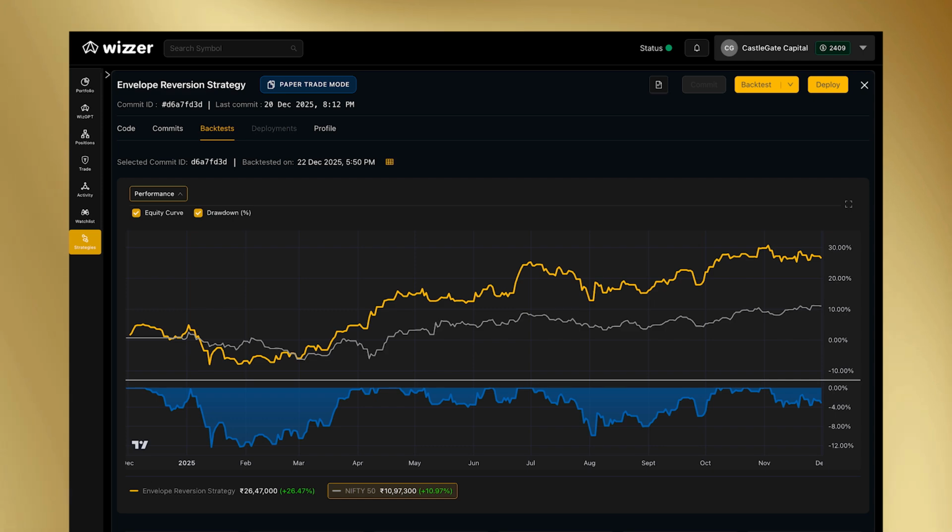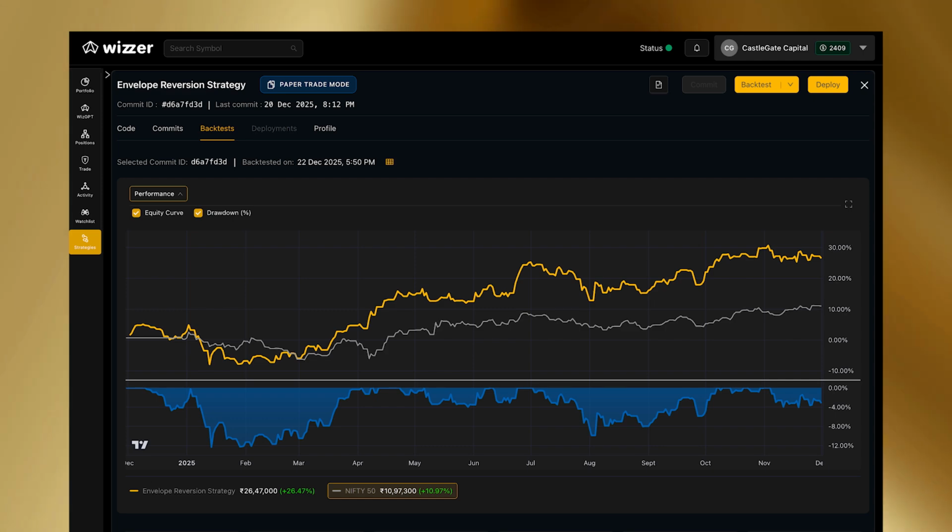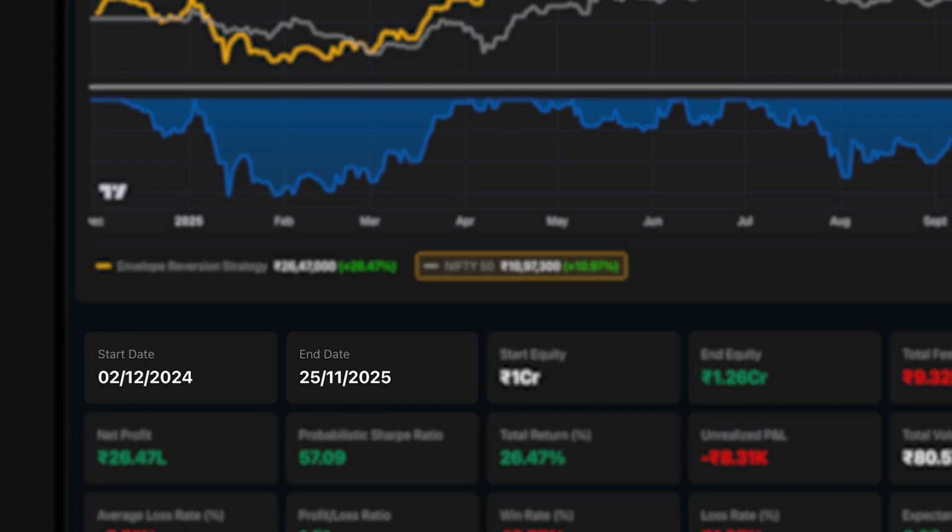By requiring long-term trend confirmation, short-term overextension, indicator readiness, and liquidity-controlled universe constraints, the strategy avoids low-quality trades and prevents random dip buying in weak stocks. This envelope reversion strategy was built by CastleGate and backtested on Wizzer's institutional-grade infrastructure. This strategy was tested over the previous 1-year period, during which the Nifty 50 delivered approximately 11% returns, while the envelope reversion strategy generated around 26%, resulting in over 100% relative outperformance versus the index.